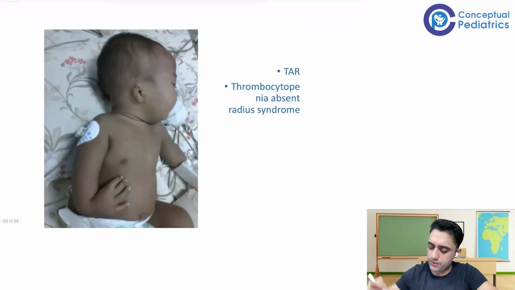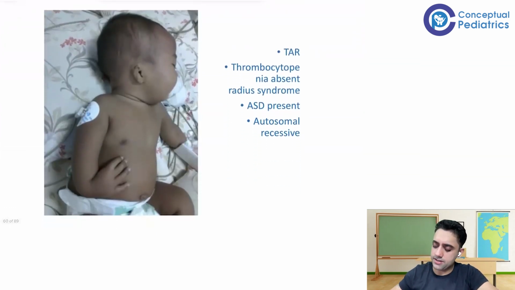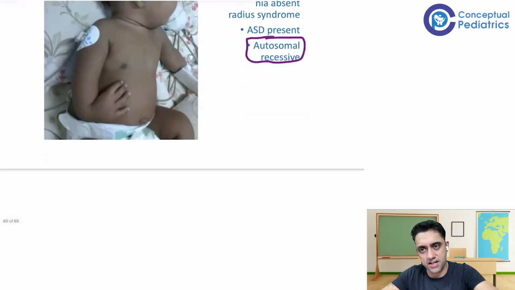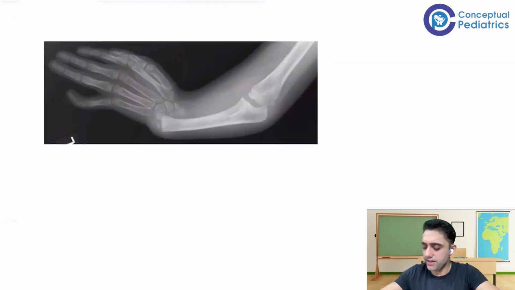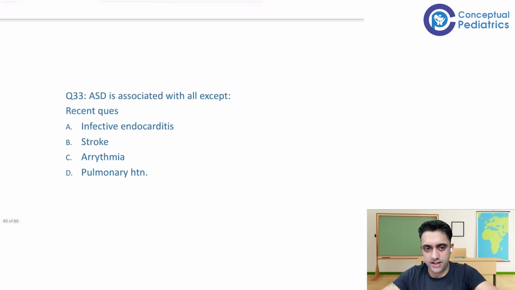So TAR, I told you, is thrombocytopenia absent radius syndrome. The patient will have thrombocytopenia. This one you should know, it is autosomal recessive inheritance. Thrombocytopenia absent radius: A for absent, A for atrial septal defect. Atrial septal defect is the congenital heart defect seen over here. So this is a very classical picture. See, this second bone is not there. There are very classical image-based questions they ask in good quality exams.